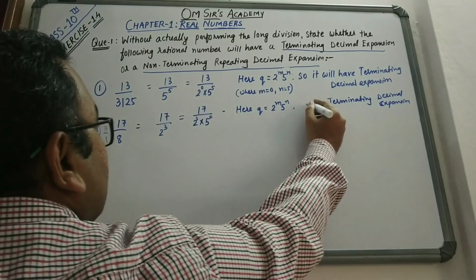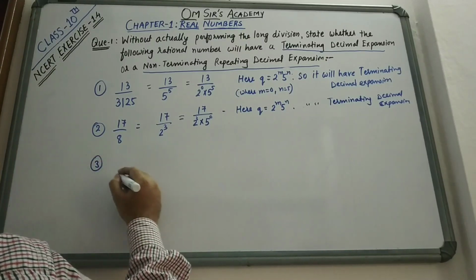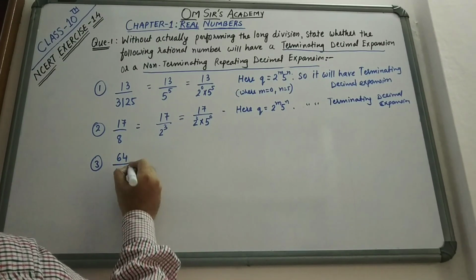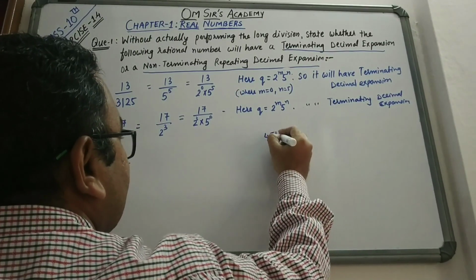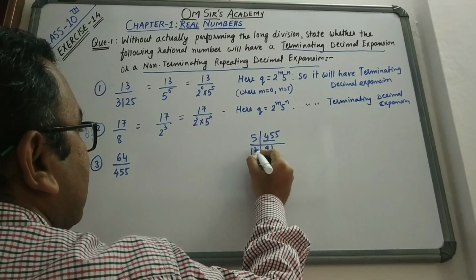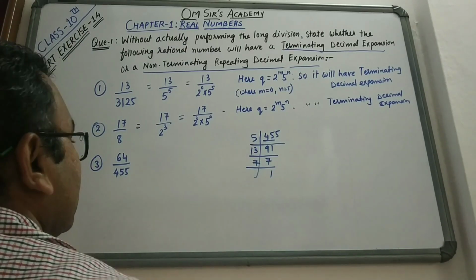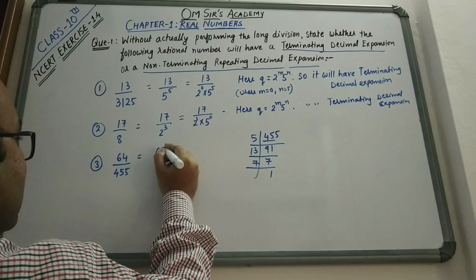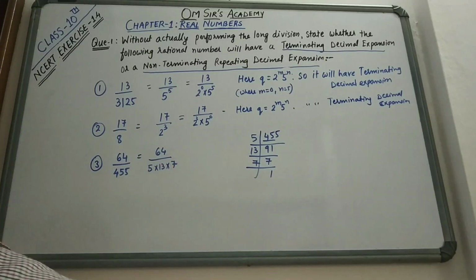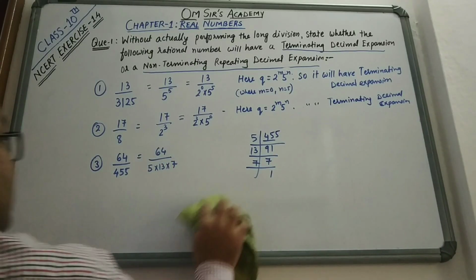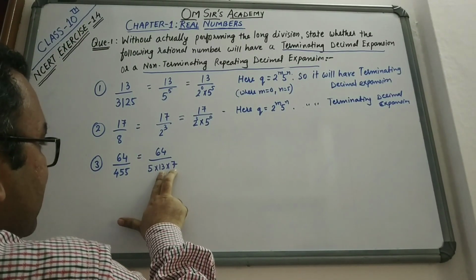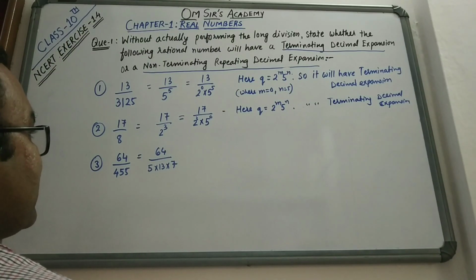Is it clear? So the next, the third one, is 64 upon 455. Now what are the prime factors of 455? 5 nines are 45, 5 ones are 5; then 13 sevens are 91 and 7 ones are 7. So we can express it as 64 upon 5 into 13 into 7. So here, friends, instead of 2 and 5 in the value of q, there are two other prime numbers present, 13 and 7.